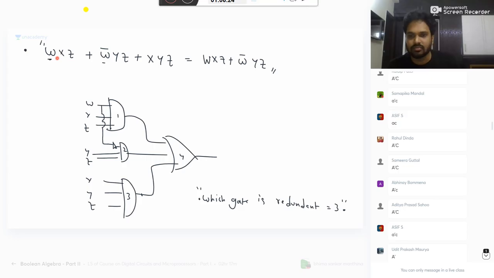Kumari, any doubt? The expression is very simple. w, w bar, here xz, yz, multiply both. This is coming. So whenever you have a variable and its complement, the remaining part is producted, then it can be neglected. Simple.